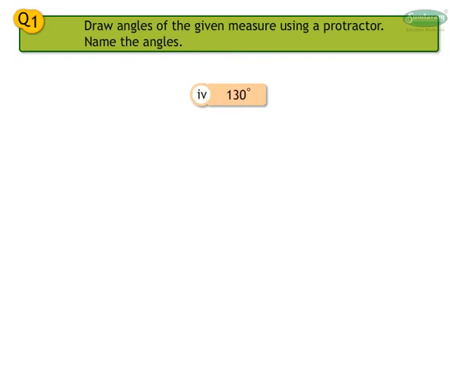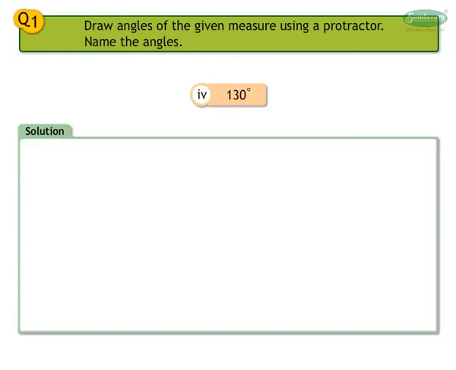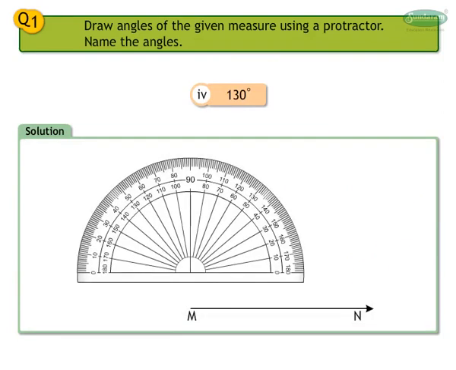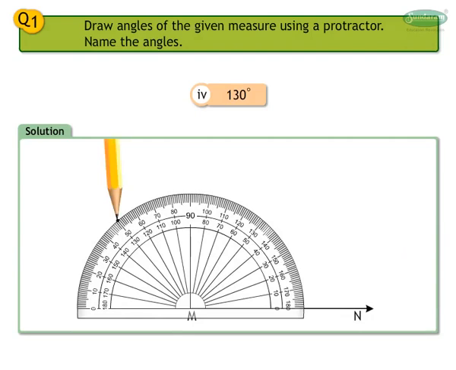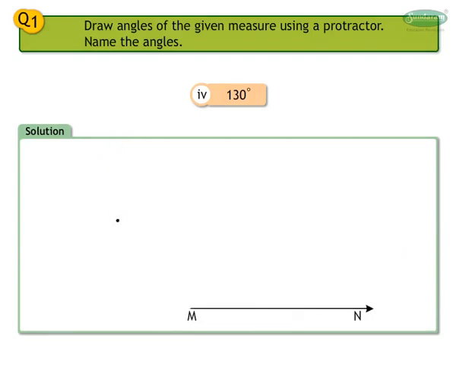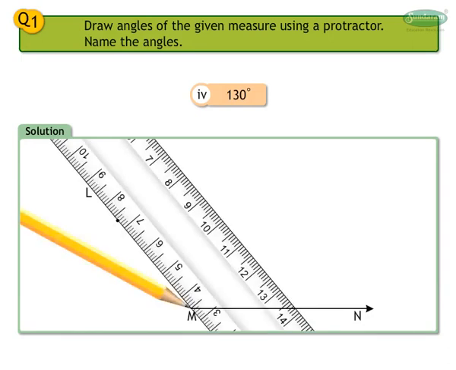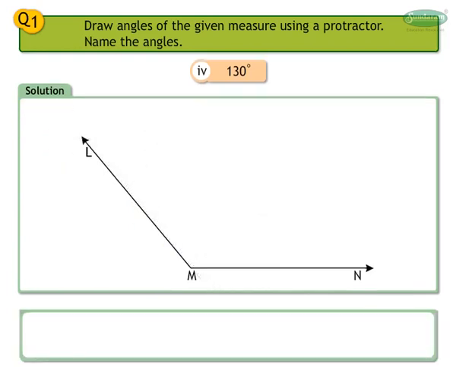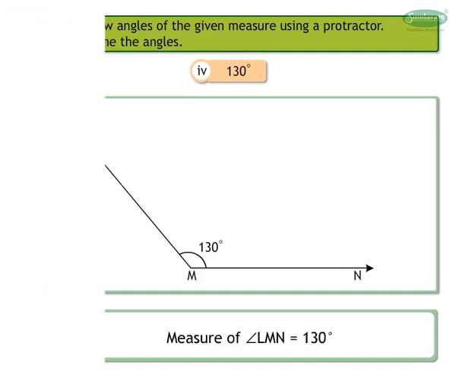Number 4. 130 degrees. Solution. Draw a ray MN. Number 2. With the center M, measure 130 degrees on protractor and mark a point L. Number 3. Draw ray ML. Number 4. Thus, we get the required angle LMN measuring 130 degrees.